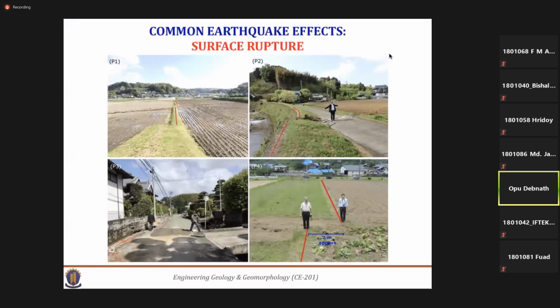Some surface rupture after an earthquake. Look at this image. These 2 points were actually the same point, and due to the sideways movement, after an earthquake these 2 points have moved away approximately 2 meters. In all other cases, it is another example of surface rupture. So along the fault line, all these things may happen.